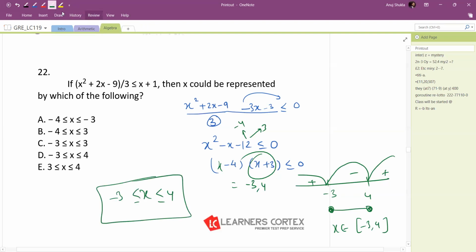So nowhere will you find these values in the answers or in any of the GRE material. Okay, this is for our understanding only. This open bracket, close bracket is for our understanding only. Okay, not for GRE GMAT.